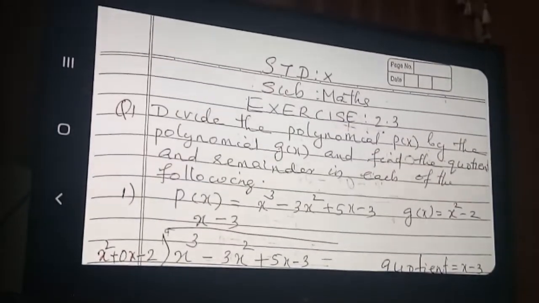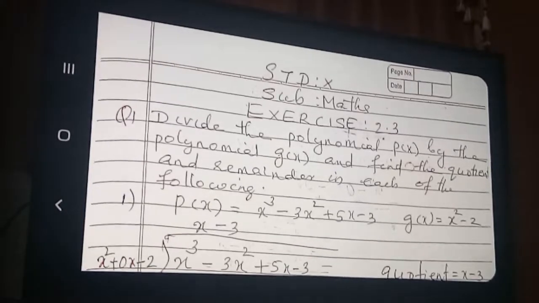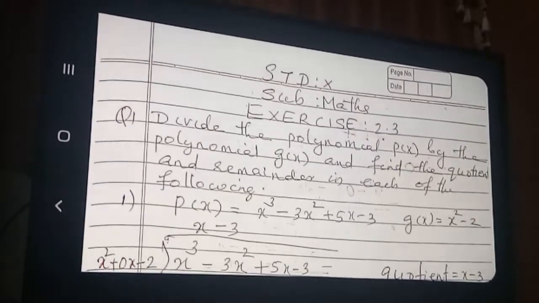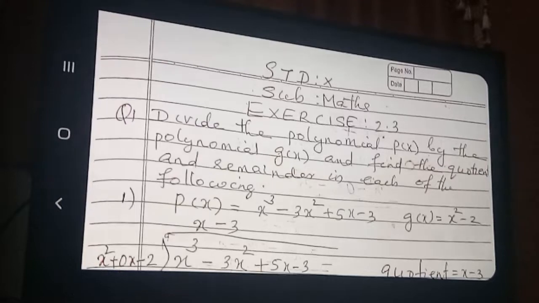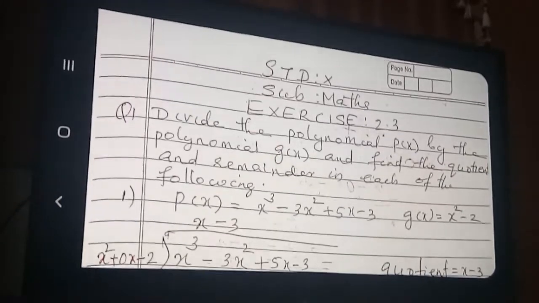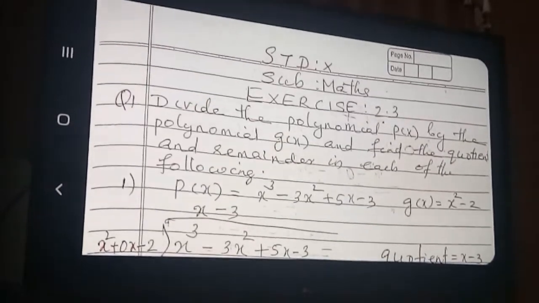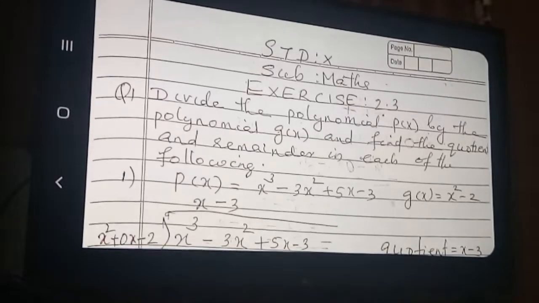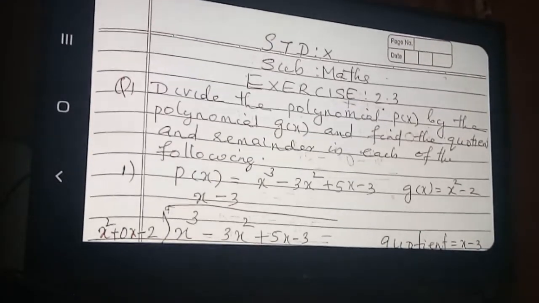Today we are going to learn Maths exercise 2.3. In the previous class, I explained about the division algorithm of polynomials. We will divide a polynomial by another polynomial. Okay. From that, we can find out the quotient and the remainder.